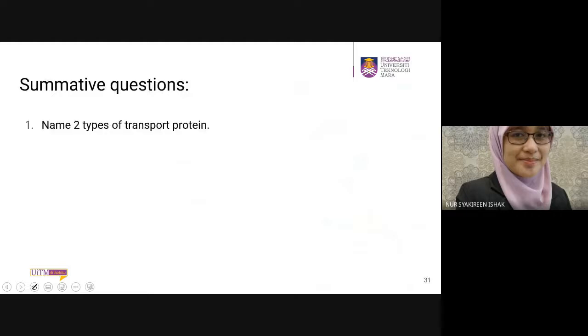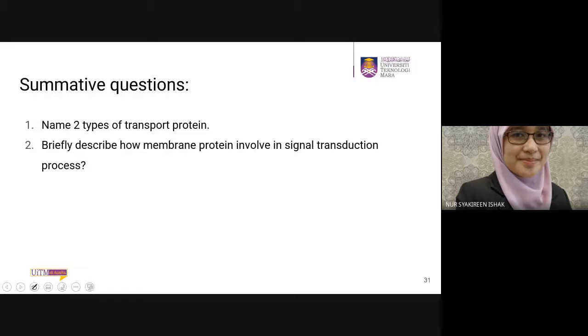The summative question, this one you can do on your own. Name two types of transport protein. So senang je, apa dia? Channel protein and carrier protein. Second, briefly describe how membrane protein is involved in signal transduction. This one you have to explain yang hormone tadi kan, contoh signaling molecule, chemical messenger that binds to the receptor on this protein and causes the protein to change shape and release information inside the cell. Okay, it causes a series of reactions to occur inside the cell. We call it signal transduction.